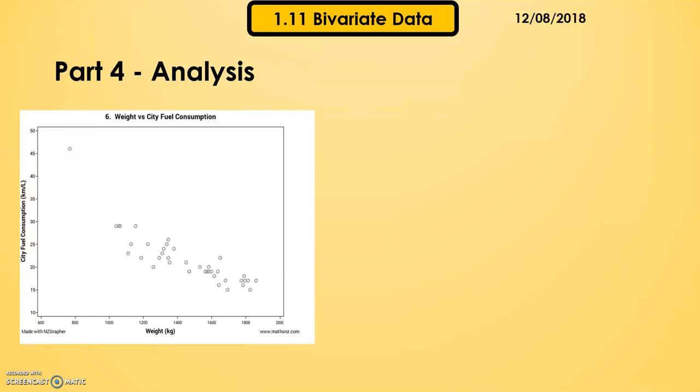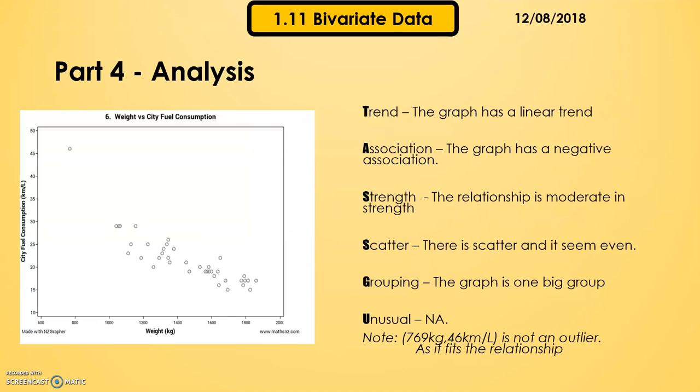As far as what you need to do, we can take a look at our data sets now, and start to do our analysis. You can see this is the analysis for this graph, our first data set. It has a linear trend, and it's roughly a straight line. This graph has a negative association because it's pointing downwards from left to right, or it has points in the upper left and the bottom right. The relationship is moderate in strength.